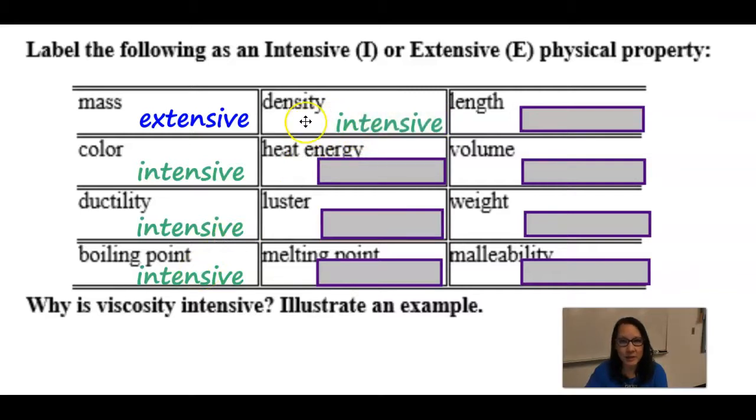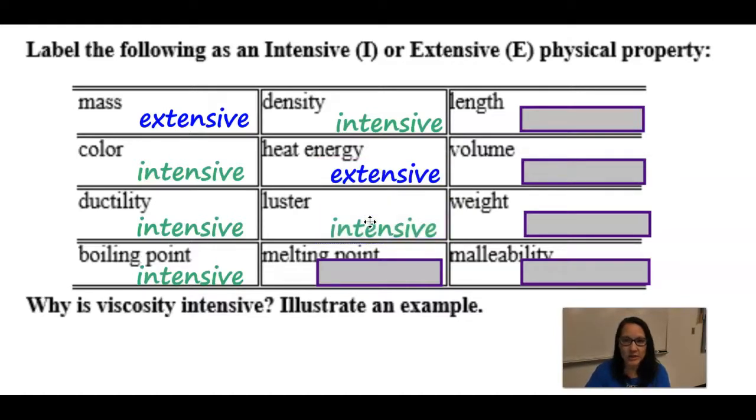Density is intensive. No matter how much of the mass you have, you also have an equivalent volume depending on its original density, and so that won't change. It'll stay the same. Heat energy is extensive. The more particles you have, the more heat energy that's present. Luster is going to be intensive. It'll be the same whether you have a whole lot of shiny metal or half as much of the shiny metal. Melting point, intensive. That's not going to change depending on how much you have.